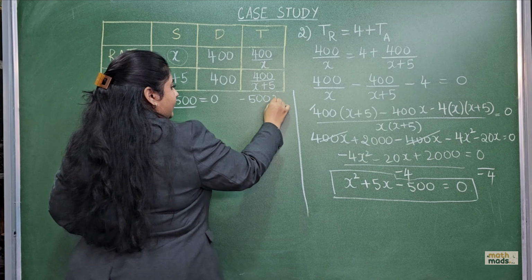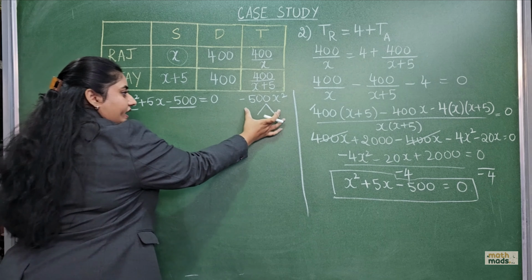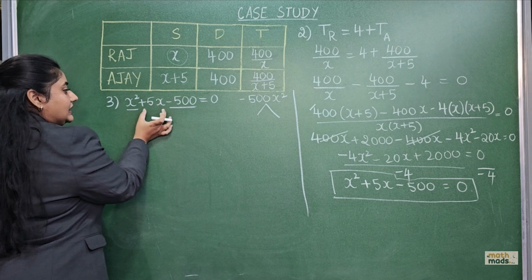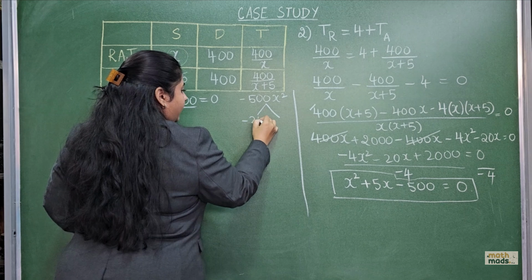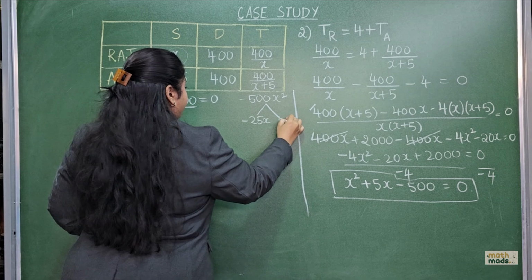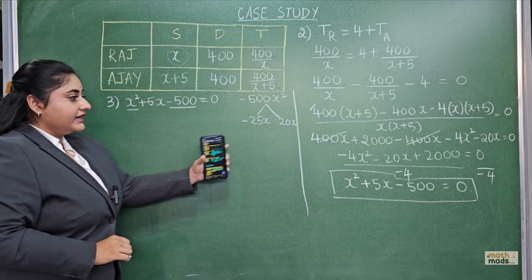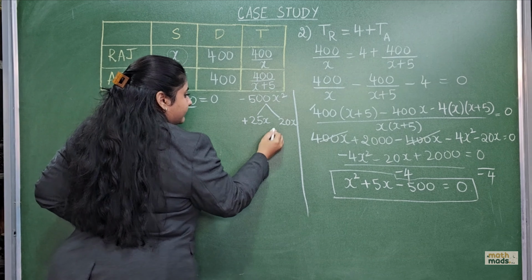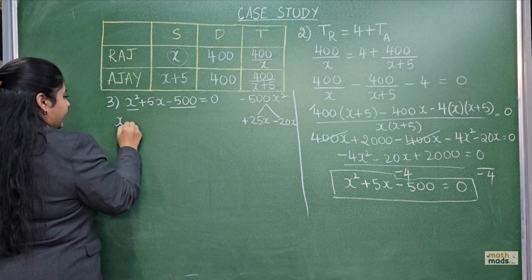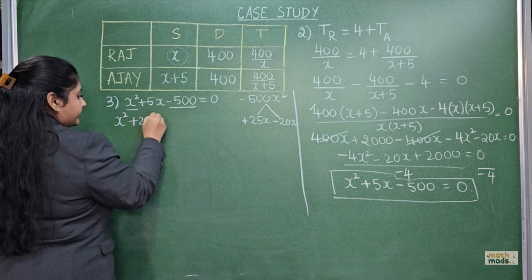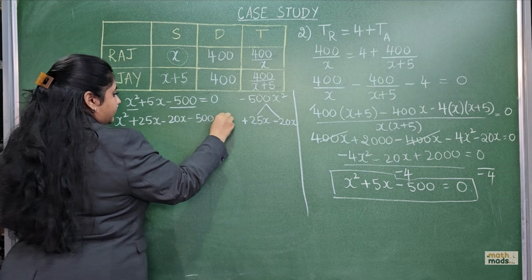Minus 500 X square. Now, I have to split this term in such a way, I have to take the factors of this term in such a way that I get the middle term when I add or subtract them. So, which are those factors? Minus 25X and 20X. Will I get plus 5X if I take minus 25 and 20 and add them? No. If I take plus 25 and minus 20, I will get plus 5X. So let me write that here. X square plus 25x minus 20x minus 500 is equal to 0.